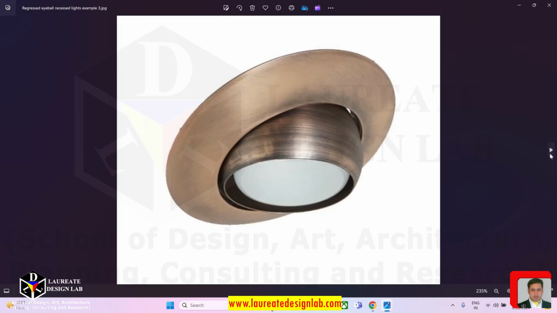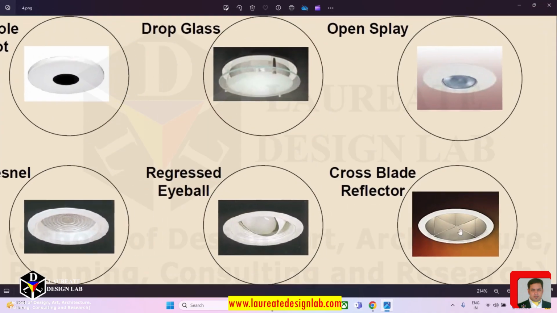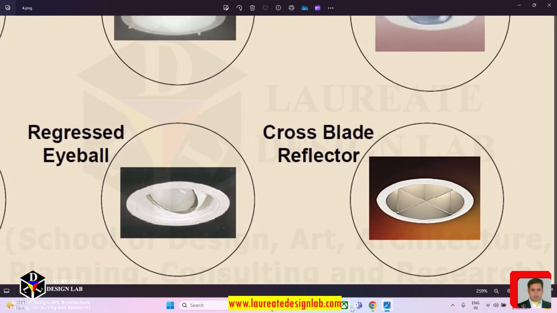Now let's come back to the cross blade. I don't have a cross blade example inside. This is again an old-fashioned one. It used to be partitioned like this inside the light itself. And these materials used to be translucent. So the concentration of light remains at the desired angle. Its cutoff angle is really good. So such lights don't give any kind of glare.